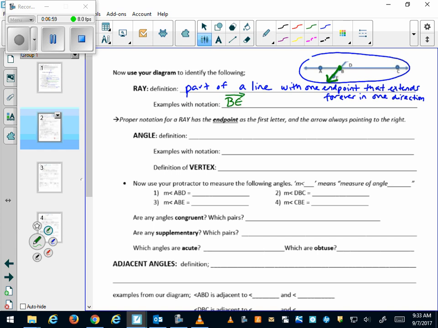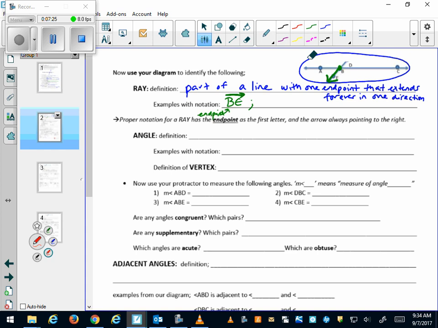So the notation for a ray is this arrow that's always pointing to the right. The first letter is always the endpoint, where it begins, where there's an actual point, not an arrow. That's what you have to name first. So start at B, and then this basically says go through E and continue forever. That's ray BE.